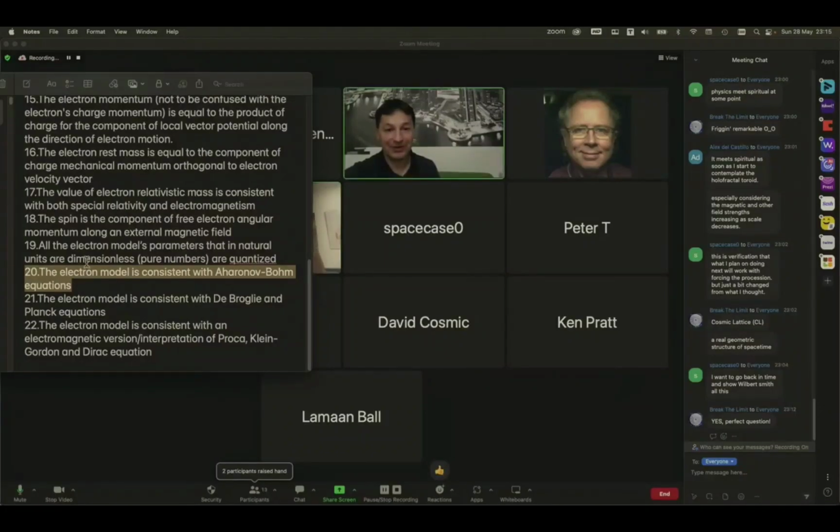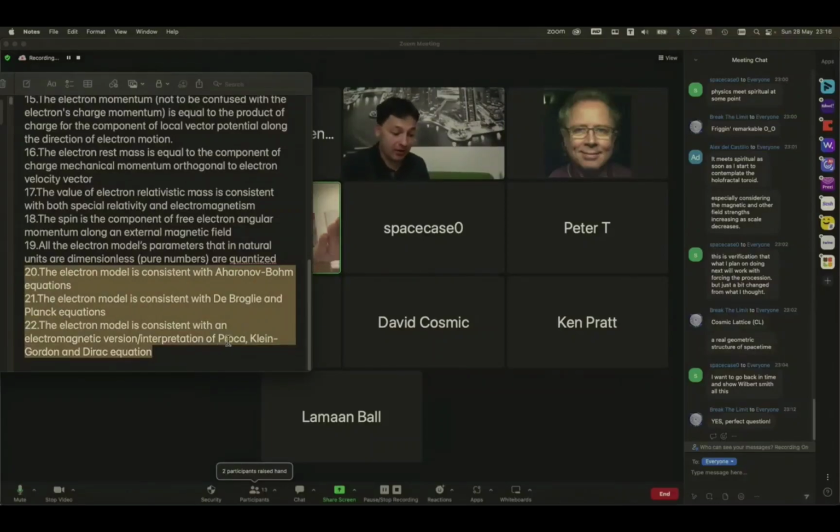Yes. So what exactly is the question? The electron model is consistent with de Broglie and Planck equations. Well, for the de Broglie consistency, I had a slide where I derived that frequency. The electron model is consistent with an electromagnetic interpretation of the Proca, Klein-Gordon, and Dirac equations. Basically, he's arguing that this doesn't break a lot of physics, even some physics that's not ordinarily considered.